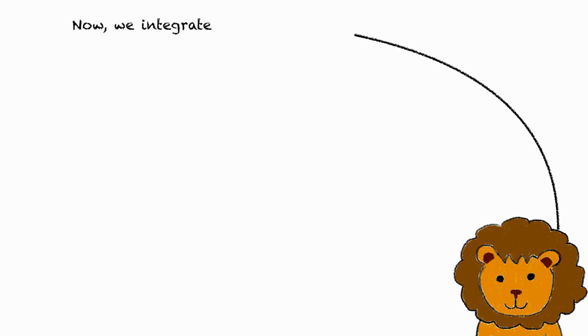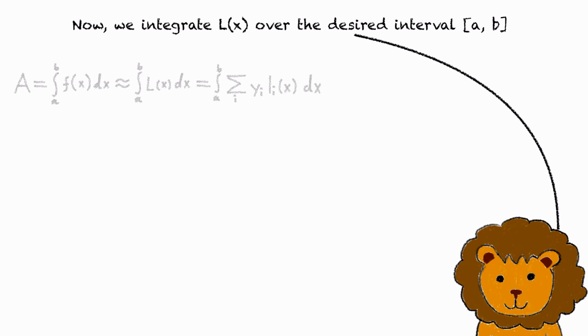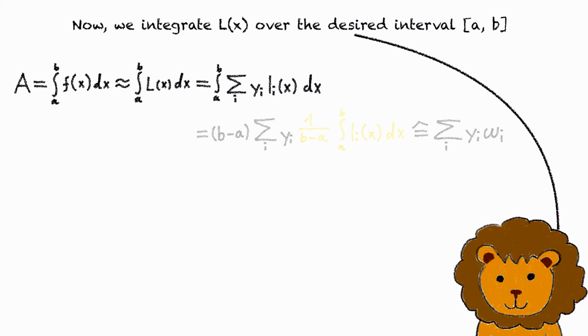In order to derive our scheme, we now integrate L of x over the interval [a, b]. The area A, which is equal to the desired integral, is approximated by integrating our function L of x. Using the linearity of the sum and the integral and considering the fact that yi does not depend on x, we can rearrange the equation as follows. Here we also multiplied and divided by the factor b minus a. This will come in handy very soon.